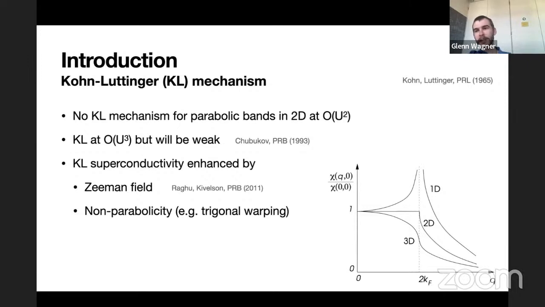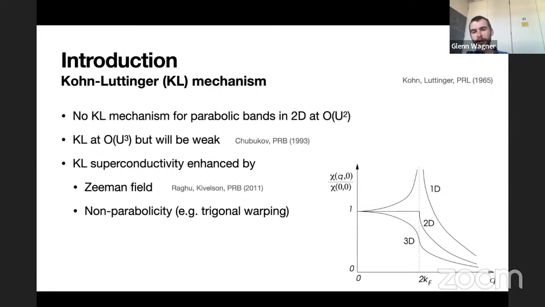Because if you apply a magnetic field, you actually have a Zeeman term, which makes the Fermi surface of one spin species larger than the Fermi surface of the other spin species. And in that way, the polarization function is no longer constant for one of the spin species, and this gives you attraction in some non-trivial angular momentum channel. So this is how the magnetic field can actually enhance the superconductivity.